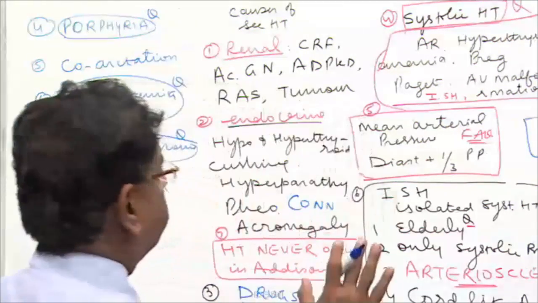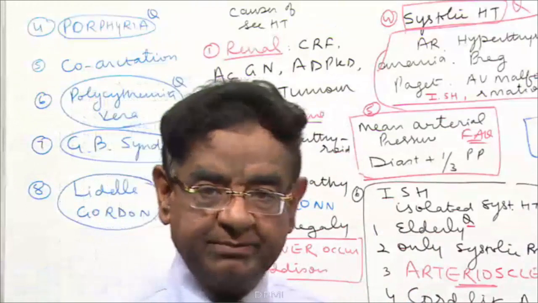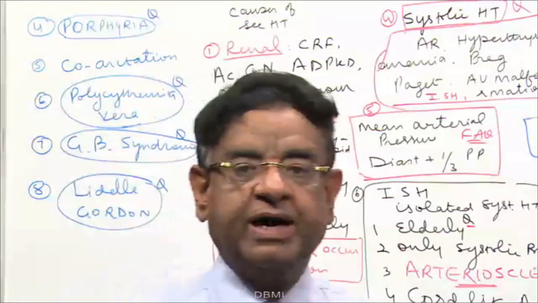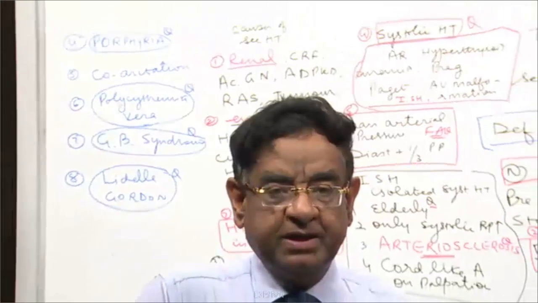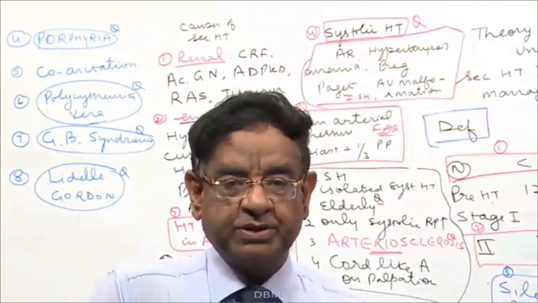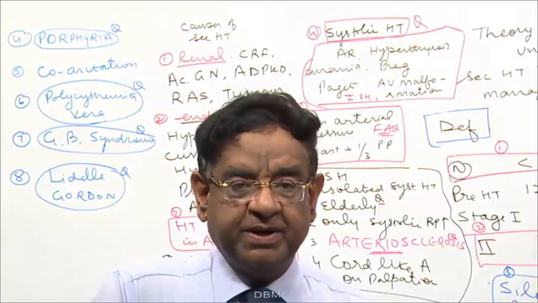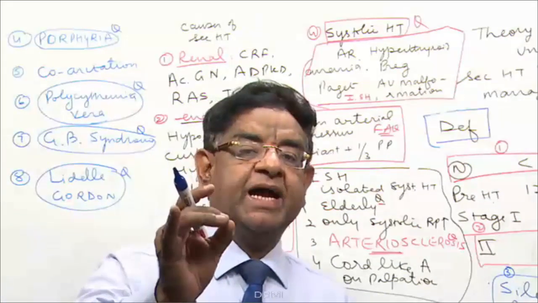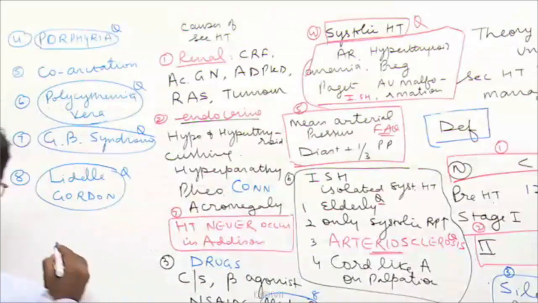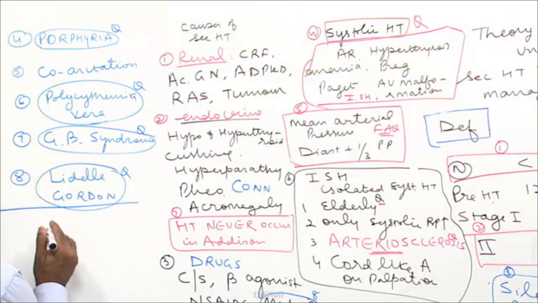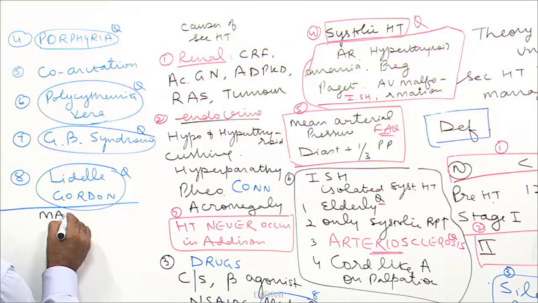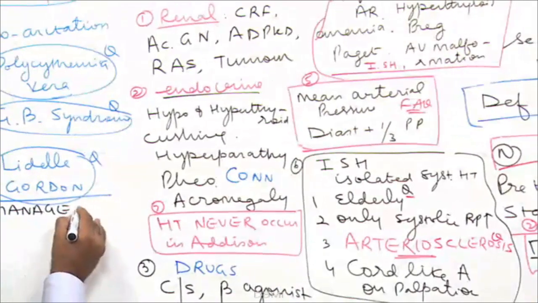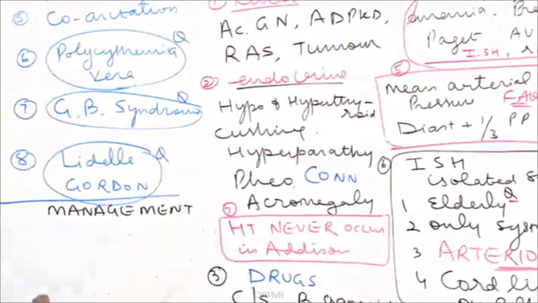Well, we are still writing the theory question also, and we are getting MCQs also. So now the patient comes to us. Now we have to manage a case of hypertension. Whenever a patient of hypertension, a high BP patient, comes to us, before we start drug therapy, first of all we have to go for lifestyle modification. So now we talk about management of hypertension.